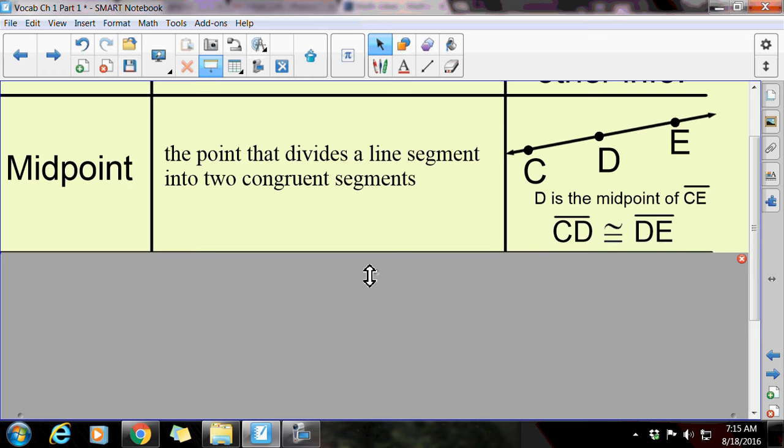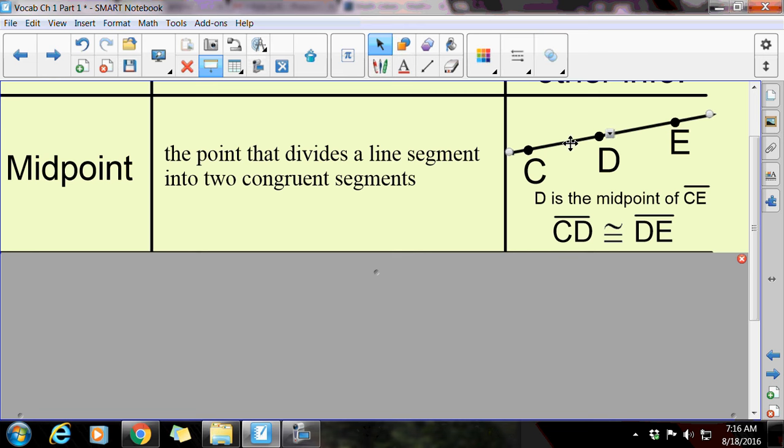So I said there was something important about between. A lot of times people get between and midpoint mixed up. Between just means it's between, where the midpoint means it's a point and it's between C and E. D is between C and E. But this point divides a line segment into 2 congruent segments.